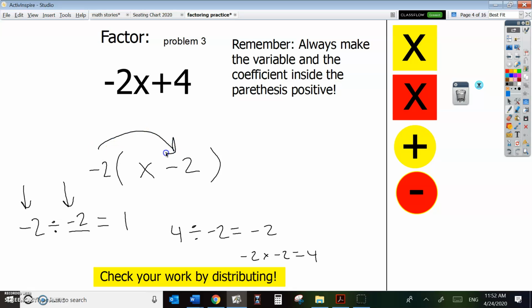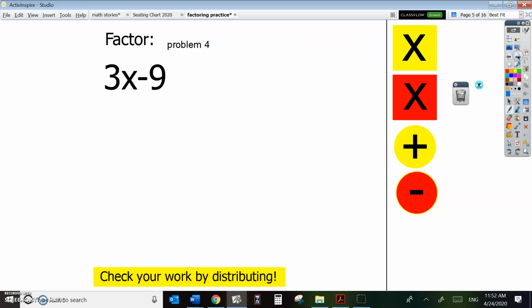-2 times -2, is that +4? Yes, it is. 3 and 9. So they both have a factor of 3. So divide by 3 and put 3 outside the parentheses. 3 divided by 3 is 1. 9 divided by 3 is 3.